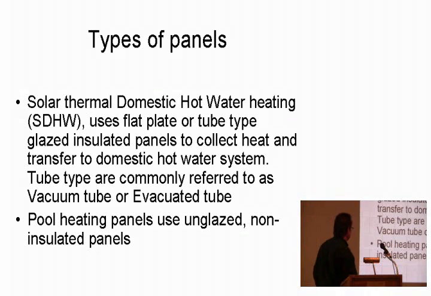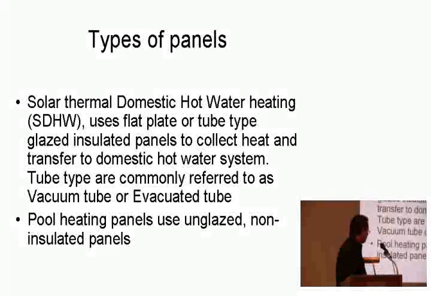So the type of panels that there are, basically there's either a flat plate, which you see over here, or a tube type of insulated panel. And they're either called vacuum tube or evacuated tube. It's the same thing, depending on the company, they interchange those words. Pool heating panels, as I showed you, are an unglazed panel and uninsulated. Next slide.